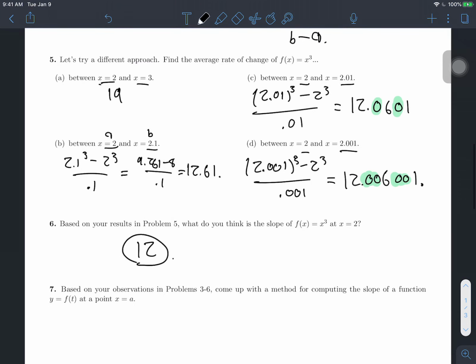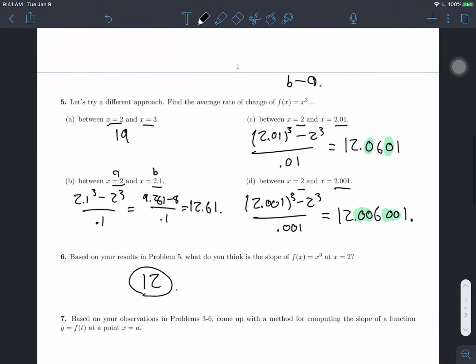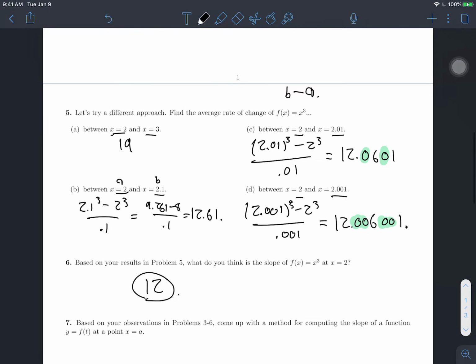Any questions on how we're performing this process or on the drawing that I did up at the top? How I was doing those slopes as we're getting closer and closer to the point? Okay.